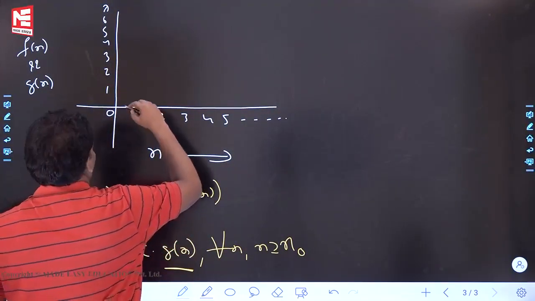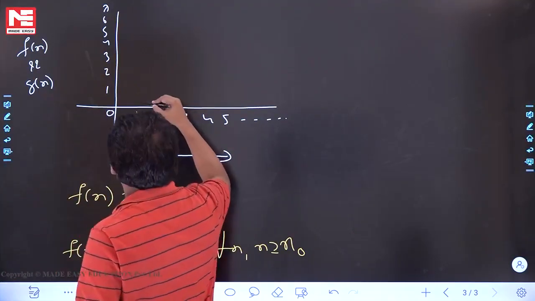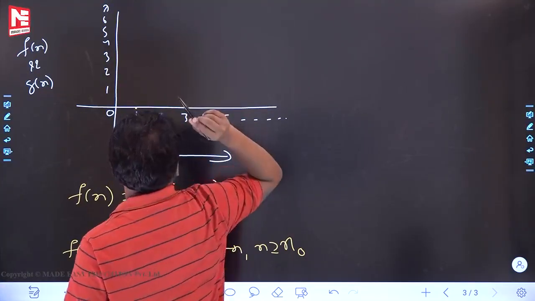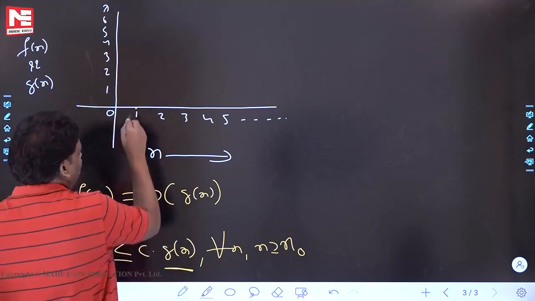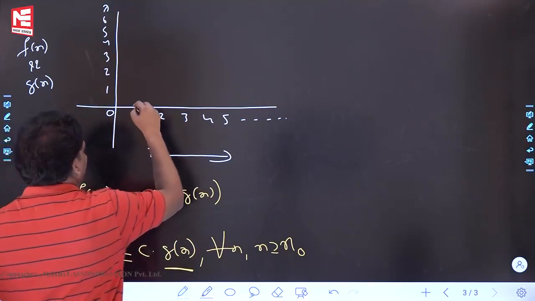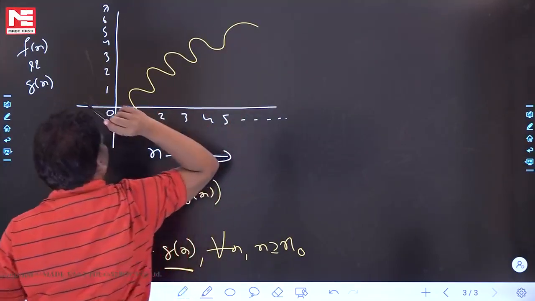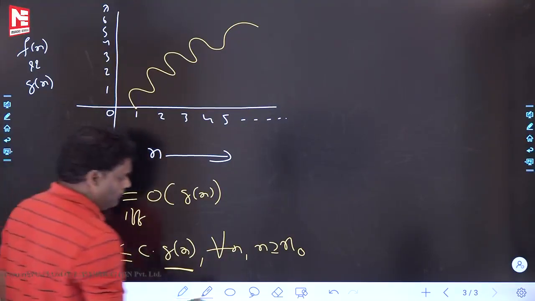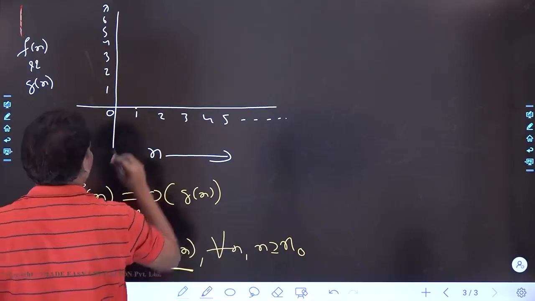See this one, right? So I think n0 is starting from 1 onwards. Let me try this one. From 1 onwards, from here onwards, if you observe, the minimum n0 value you have to start from here onwards. Let me write here. From here onwards, f of n is going like this.